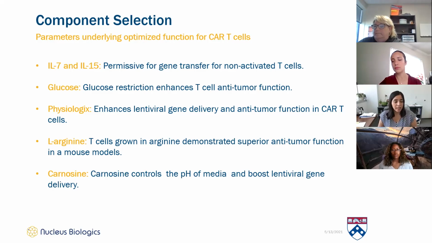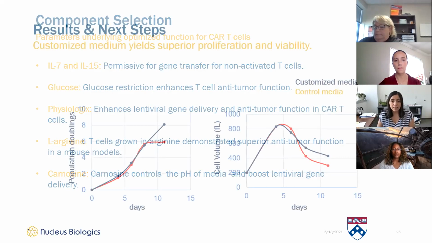And the last component that I was interested in was carnosine. Physiologics contain carnosine, and that controls the pH of the media, which is important for gene transduction and CAR T cell function. Next slide, please.